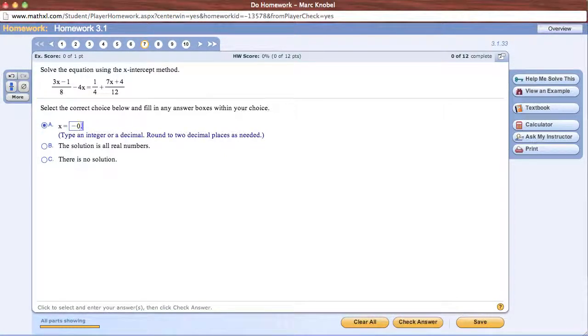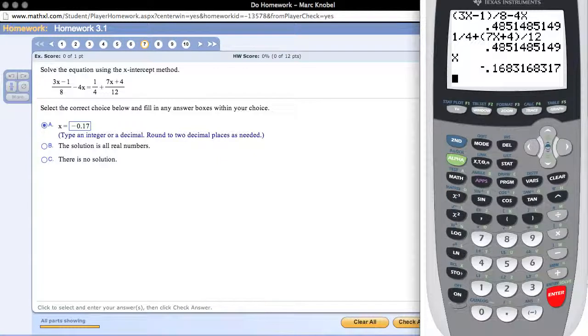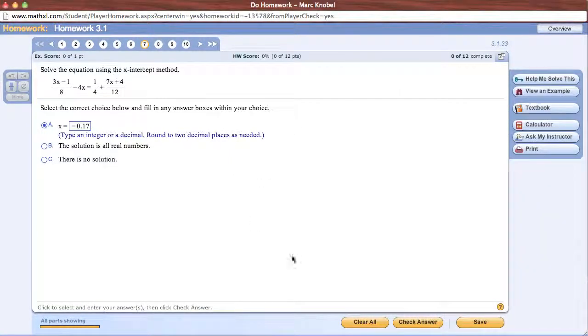Minus 0. You don't have to type 0, but I'm going to go ahead and do that. I'm just going to double check this for a moment. Negative 0.17, and that's the rounded value to 2 places. Okay, that looks good. And then the last thing I'm going to do down here is check my answer and make sure.